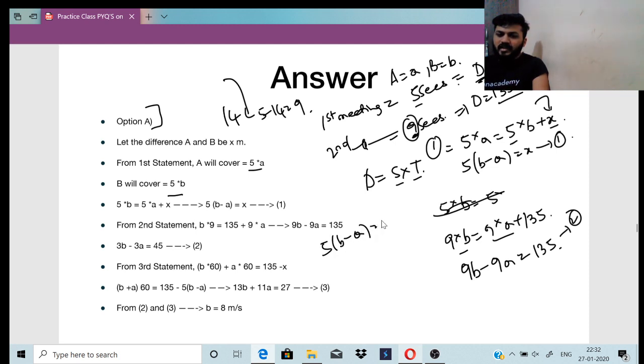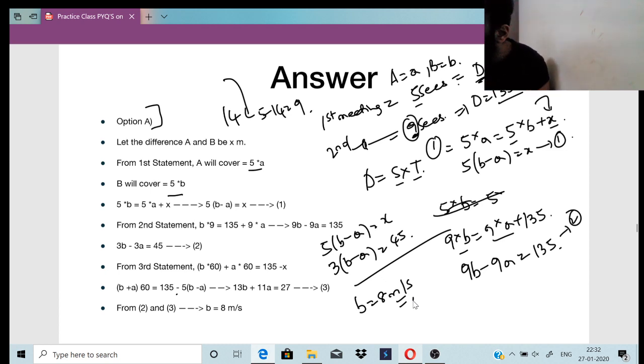5 into (b minus a) equals x. Here divide by 3, which will be 3 into (b minus a) equals 45, right? 135 divided by 3 is 45. So substitute both the equations. You will get b equals 8 meters per second. Got it? Right? So it is simple.